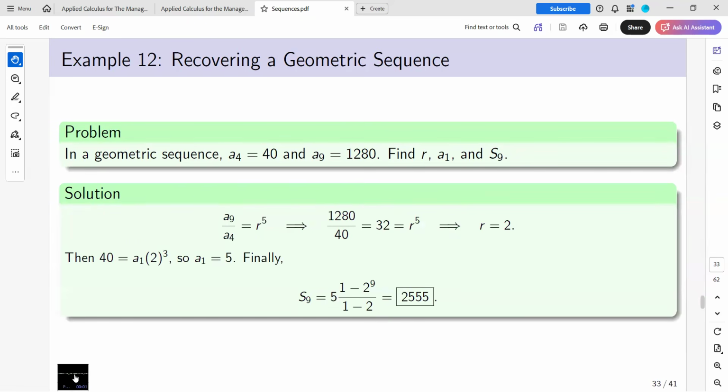Dividing two geometric terms eliminates the first term and isolates a power of the ratio. Once the ratio is known, substitute back to find the first term and then calculate the sum. Division removes the mystery faster than a lengthy interrogation.